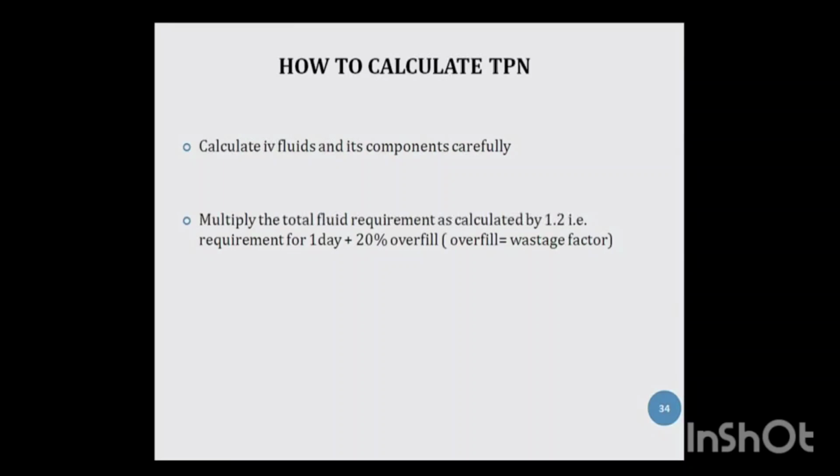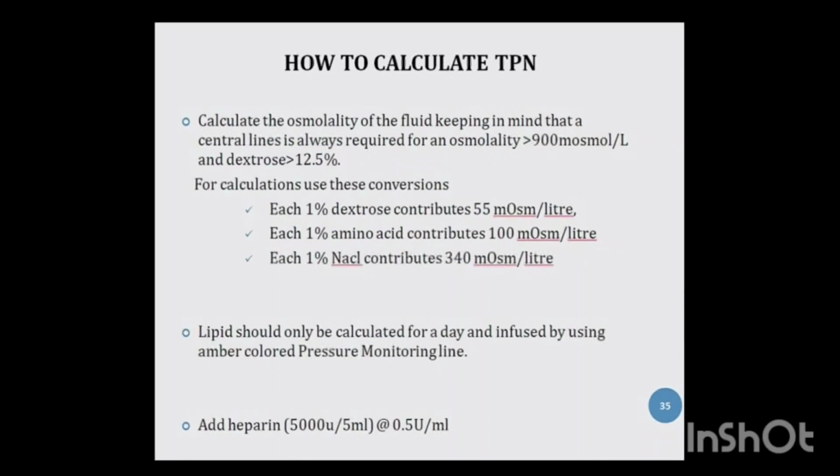So initially, one should calculate the IV fluids and its components carefully. One should take care to multiply the total parenteral fluid requirement by 1.2, that is the requirement for 1 day plus 20% overfill. Here the overfill is for the wastage factor. Prescribing, one has to take care of the osmolality of the fluid. That is, one has to remember that central lines would bear an osmolality of more than 900 milliosmoles per liter and a dextrose solution of more than 12.5% concentration.